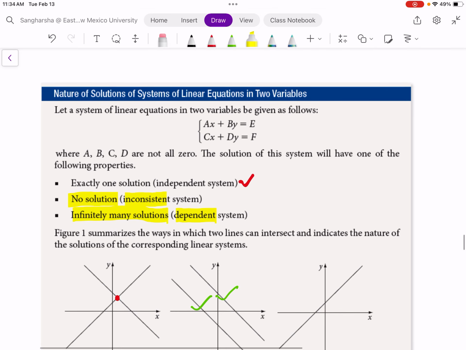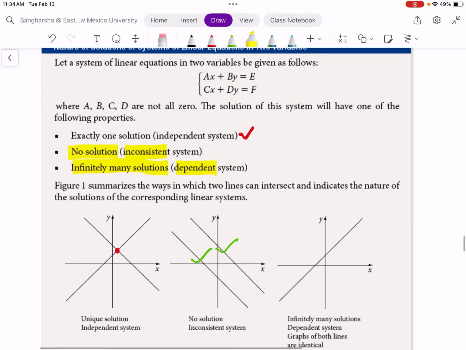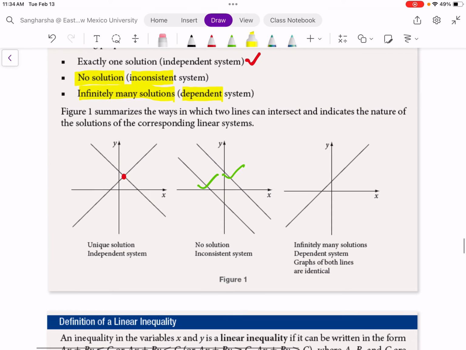And every time when you write down the solution, your solution has to be in an ordered pair. You write down the x value, which is the x coordinate, and you write down y together inside the parentheses separated by a comma. That is the solution for the system of linear equations.